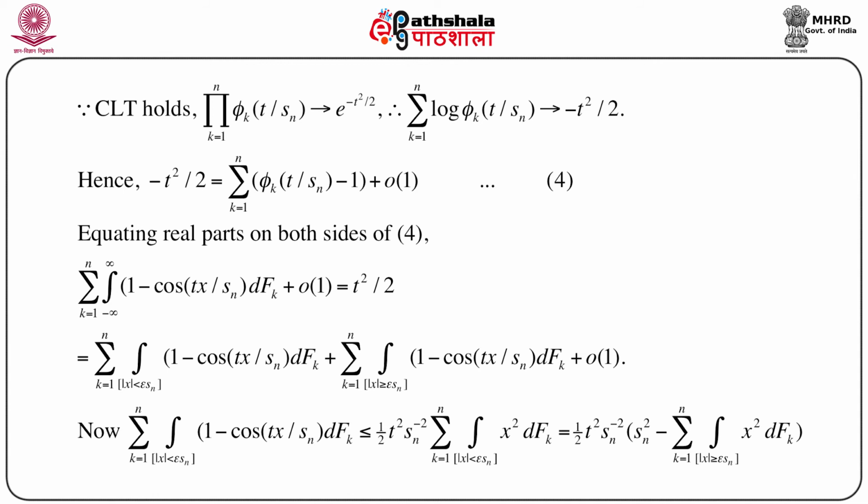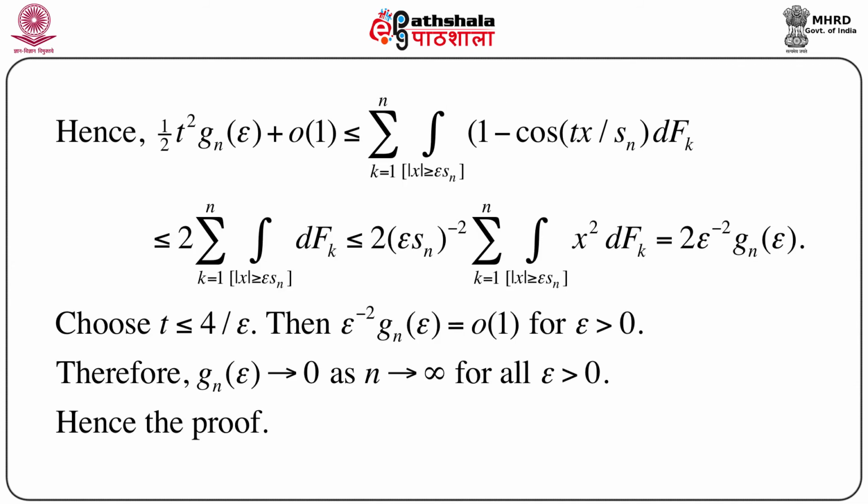Now, here also we have applied that particular technique, that splitting a particular set into two sets, one is the complement of the other, and doing little bit of manipulation we have this quantity that half t squared Gn epsilon plus small o of 1, that means this second term goes to 0, less than equals to summation k equals to 1 to n integral over mod x greater than equals to epsilon Sn of 1 minus cos tx by Sn dFk.